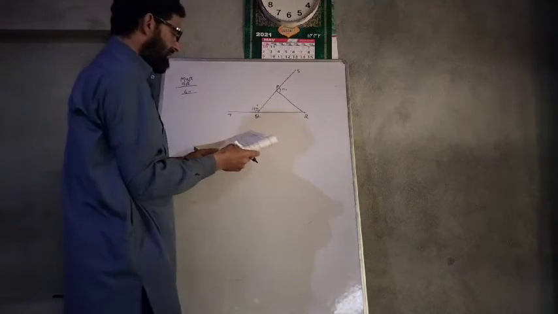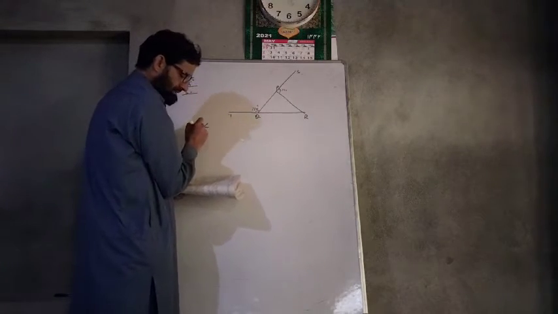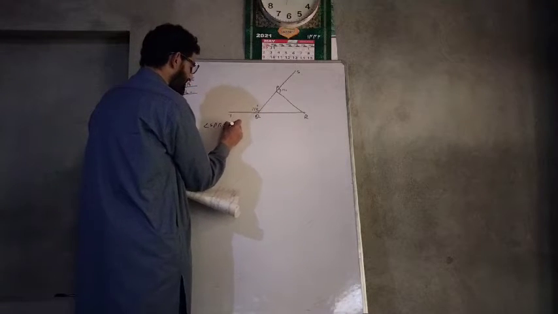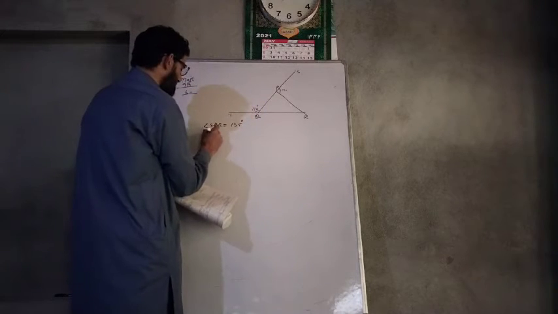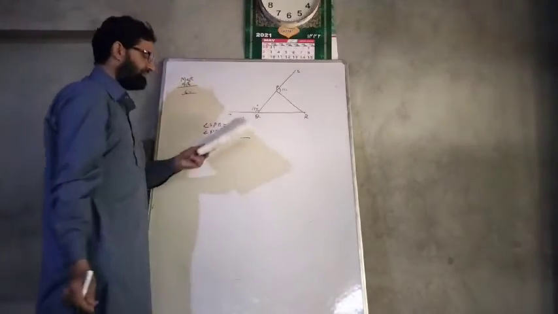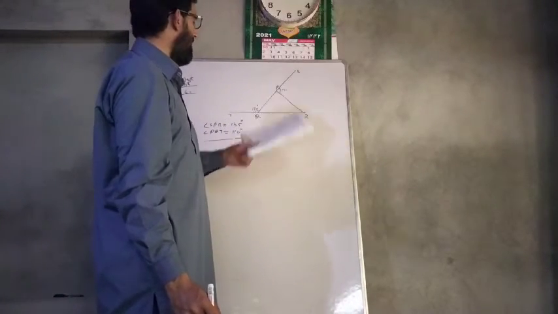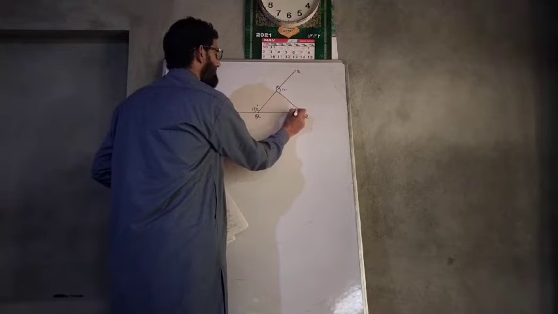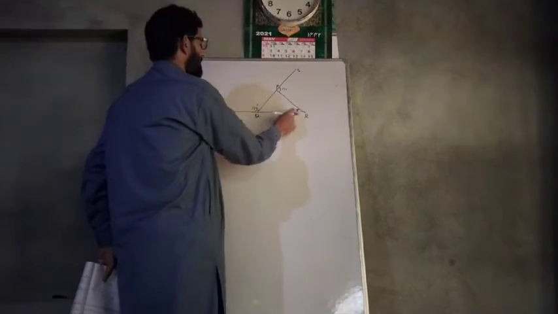Now we have to find that. Let's write here. This is given: angle SPR is equal to 135 degrees, and angle PQT is equal to 110 degrees. This is given. Now we have to find the measure of angle PRQ. This angle PRQ is our requirement. This is to be determined.